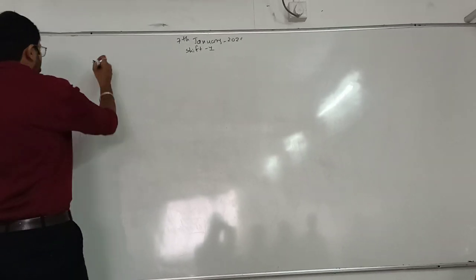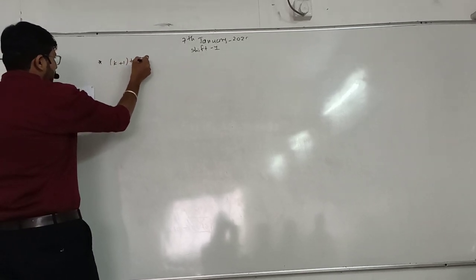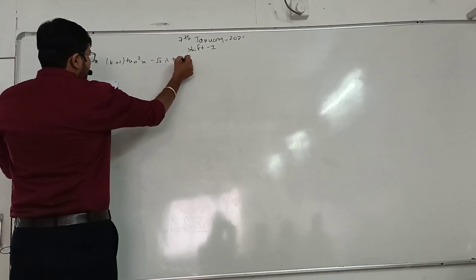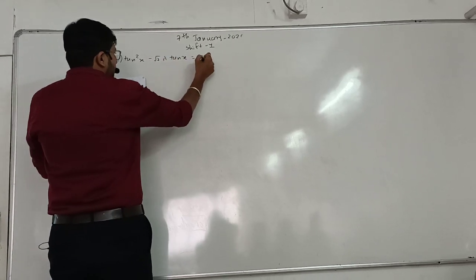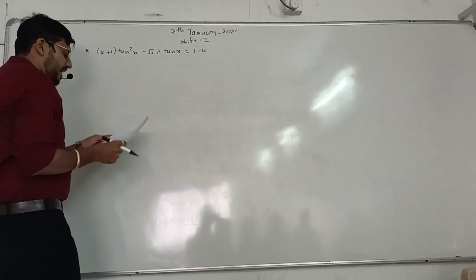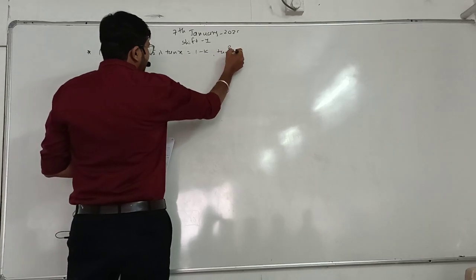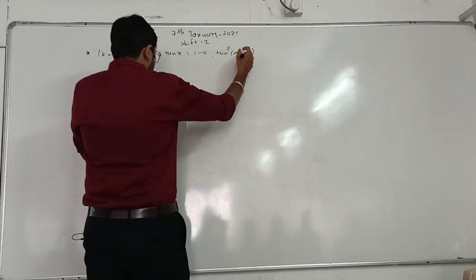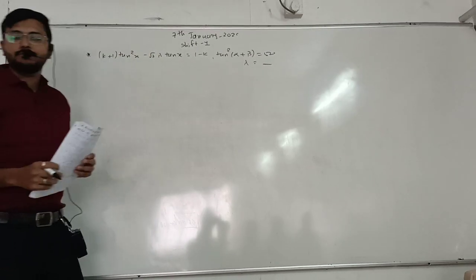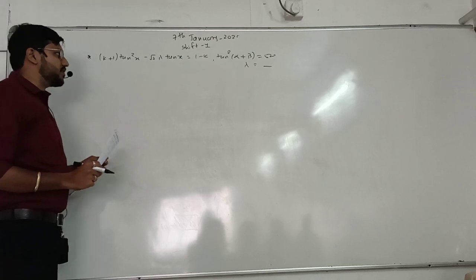If alpha and beta are the roots of (k plus 1) tan square x minus root 2 lambda tan x equals 1 minus k. This quadratic equation has two roots, say alpha and beta, and tan square (alpha plus beta) is equal to 50. So we have to find out the value of lambda. So it's a combination of trigonometry functions and quadratic equation.